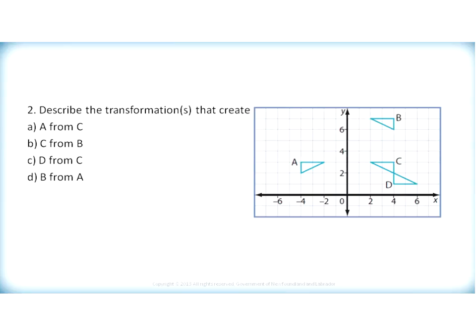Okay, we want to now describe the transformation or transformations that create A from C. So I start with C, right here, and I want to create A. So notice, how far away is C from my y-axis? Right here I've got 2 units to the right of my y-axis, and I have 2 units to the left of my y-axis. I get the exact same point on A. So it appears to me that this is a reflection in the y-axis.